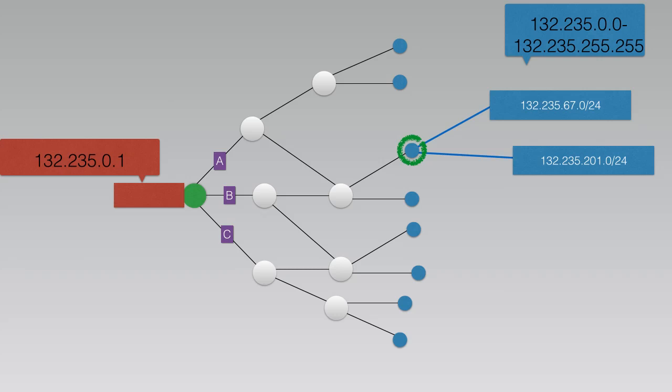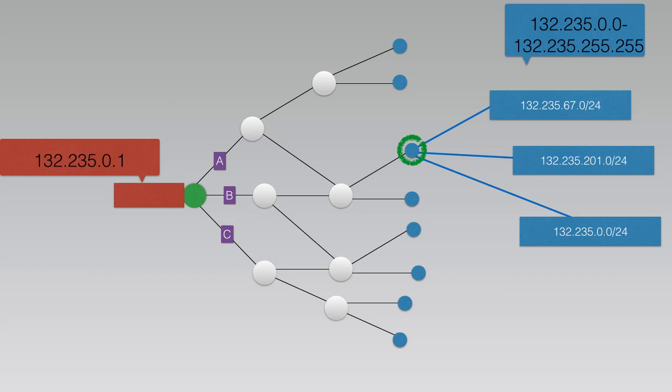132.235.201.0, also /24, is a different network because it starts with a different set of 24 bits. This happens to be in the Stocker Engineering Center, the Internet Engineering Lab. And by the way, 132.235.0.0/24 is a valid subnet, and it is a subset of the whole network.